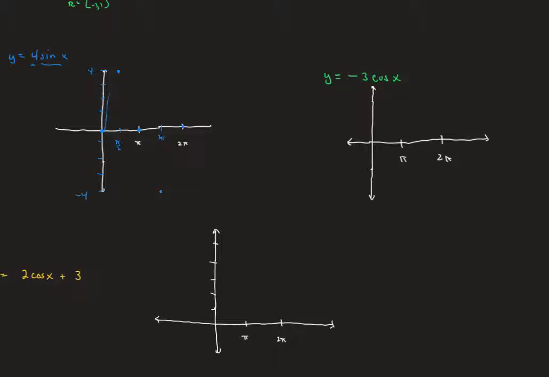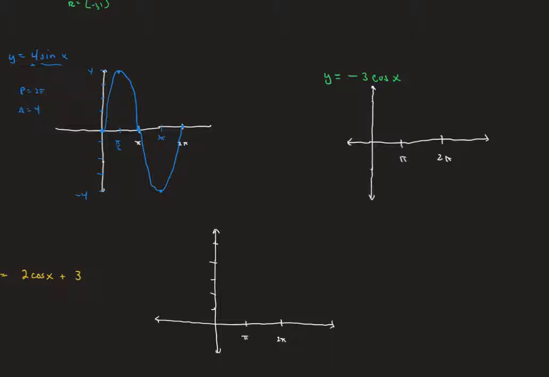And so we're going to see very clearly this vertical stretch. So our period remains 2 pi, but our amplitude now has become 4. Okay, that's what's going to change.